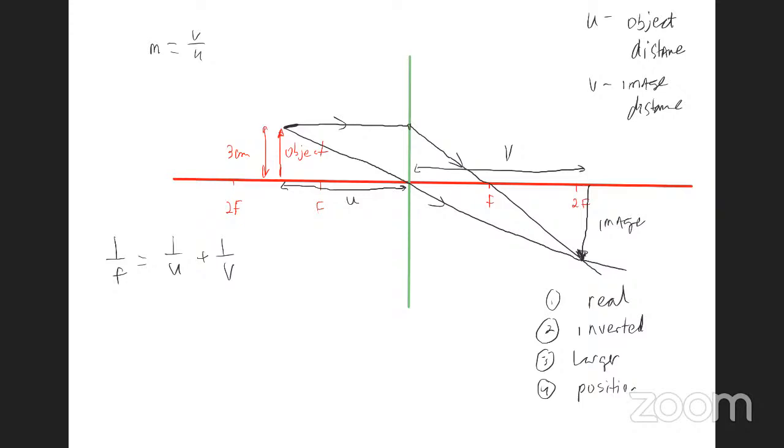Let's make a little note. We're going to take a look at some of the problems that people have with nearsightedness and farsightedness. So what is m? M is magnification.